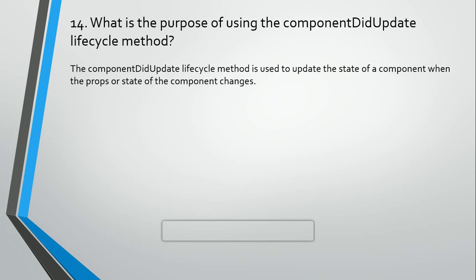So question number 14, what is the purpose of using the componentDidUpdate lifecycle method? The componentDidUpdate lifecycle method is used to update the state of a component when the props or state of the component change. So very simple.